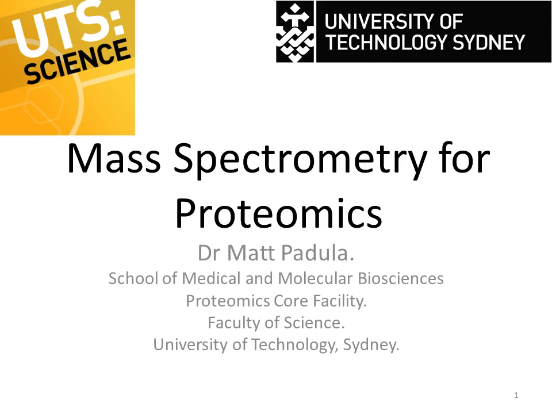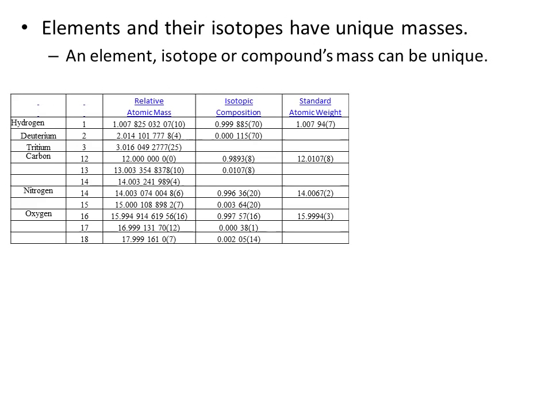The first question is, why is mass so important for identifying proteins? Each element in the periodic table has a unique mass. In this table, listing the masses of the main elements making up organic compounds, such as proteins, it can be seen that each element and the isotopes of those elements have a unique mass. The difference can be averaged to 1 Dalton, or the mass of a proton or neutron.